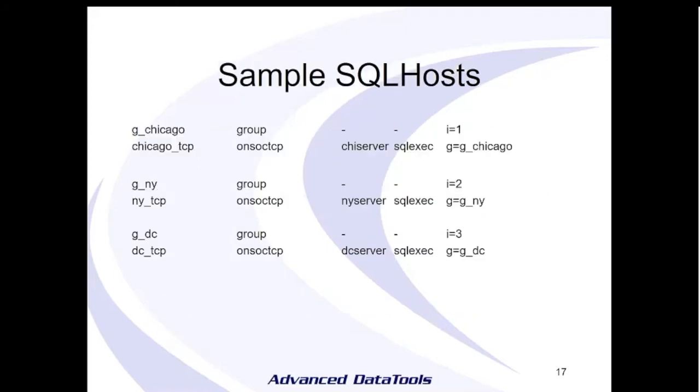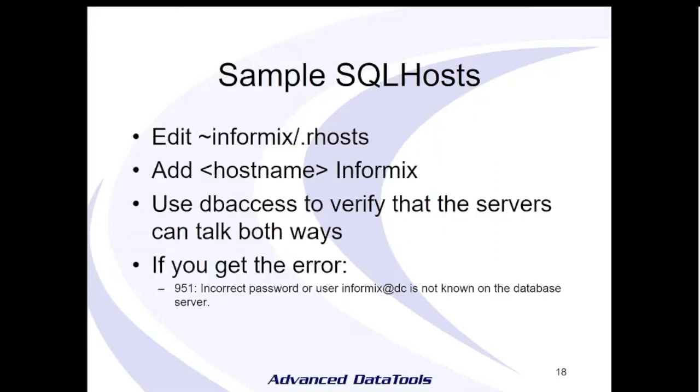So a sample, and this is actually the one I'm going to be using today, is I've got 3 servers set up. I'm calling them Chicago, New York, and DC. So the groups I'm calling G_Chicago, G_New York, G_DC. I intentionally am keeping this simple, trying to keep it straightforward. Obviously, production environment probably will be more complex.